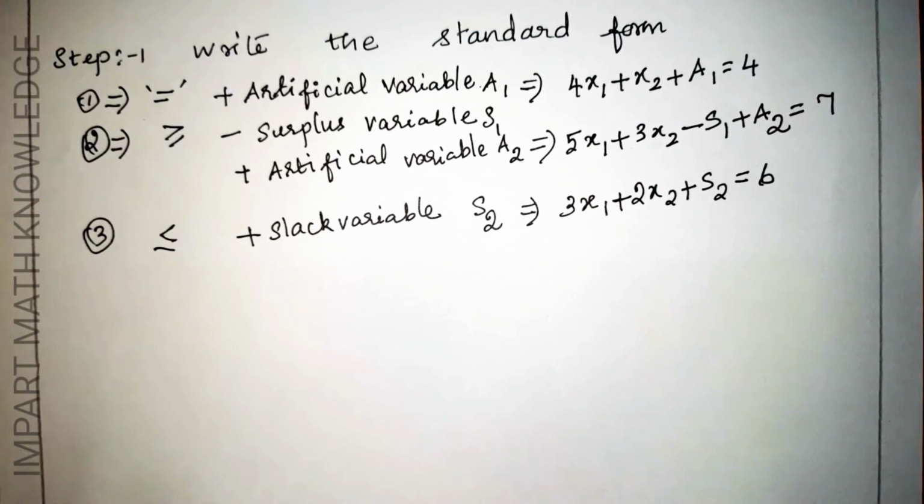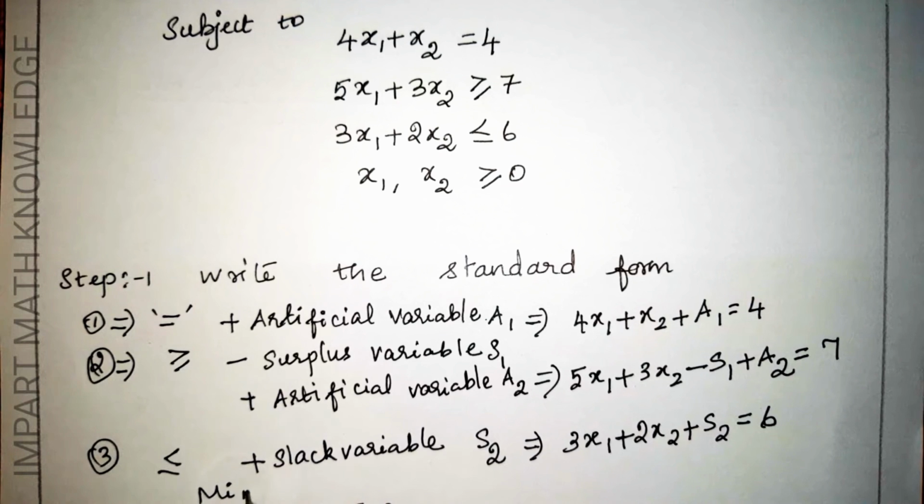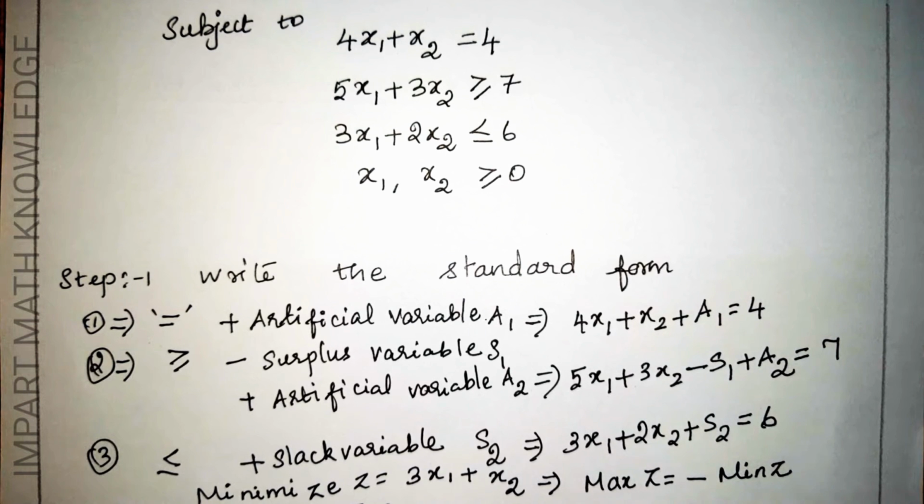Now we have to write the standard form. The objective function is minimize z = 3x1 + x2. We have to convert this into an equivalent maximization problem, that is, maximize z = -minimize z. Always convert the minimization problem into a maximization problem. Then it will be easy for you to calculate.